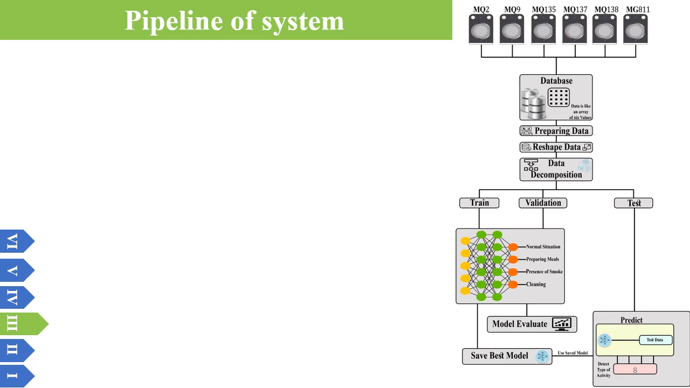We use this file. First, we prepare the data. The next step is to reshape the data to be adapted to our model. Then data decomposition into 3 sets: train, validation, and test. Train and validation will be used in the training of the model. We evaluate our model and save the best model during the training phase, and use it to predict and test it in the final test phase.